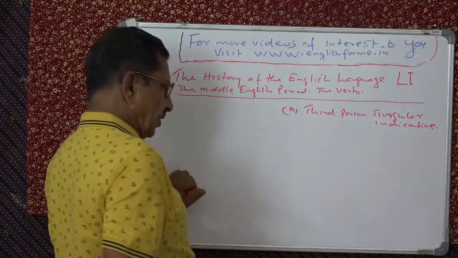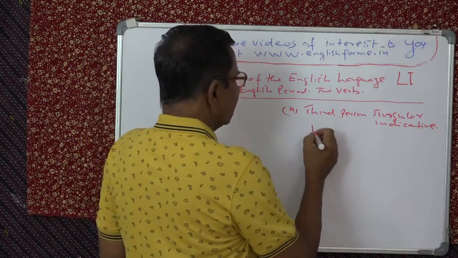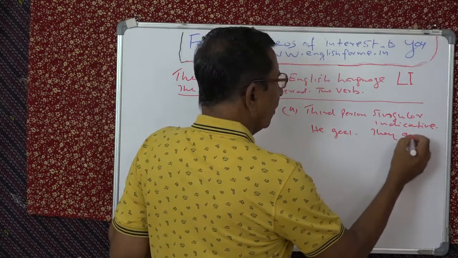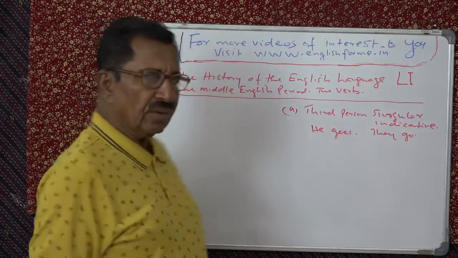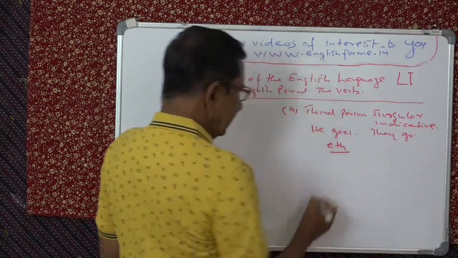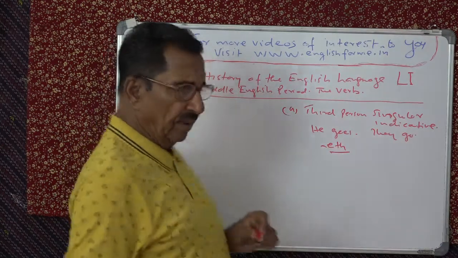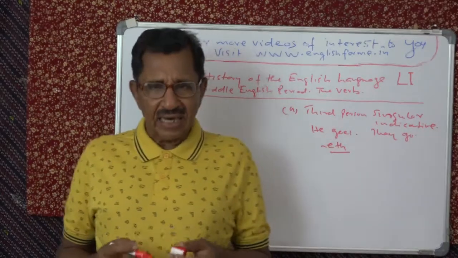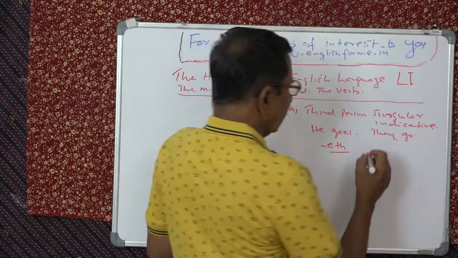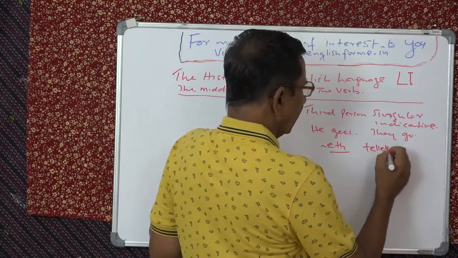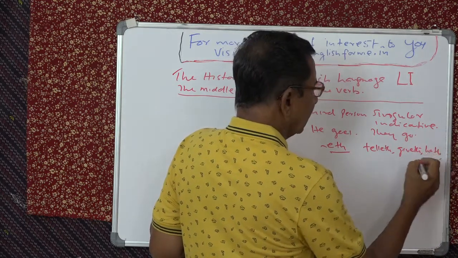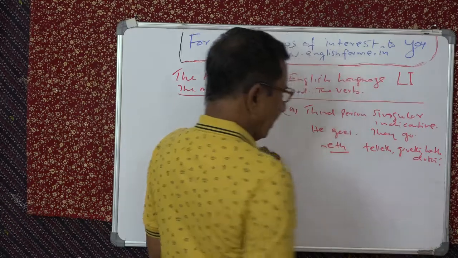The indicative mode. For example, we say, he goes. But they go. In the Middle English period, you have got eth as the ending. You will find it in Shakespeare, you will find it in the Bible, translations of the Bible. Telleth, giveth, goeth. Isn't it? Hath, doth. Telleth, giveth. Hath means has, doth means does.